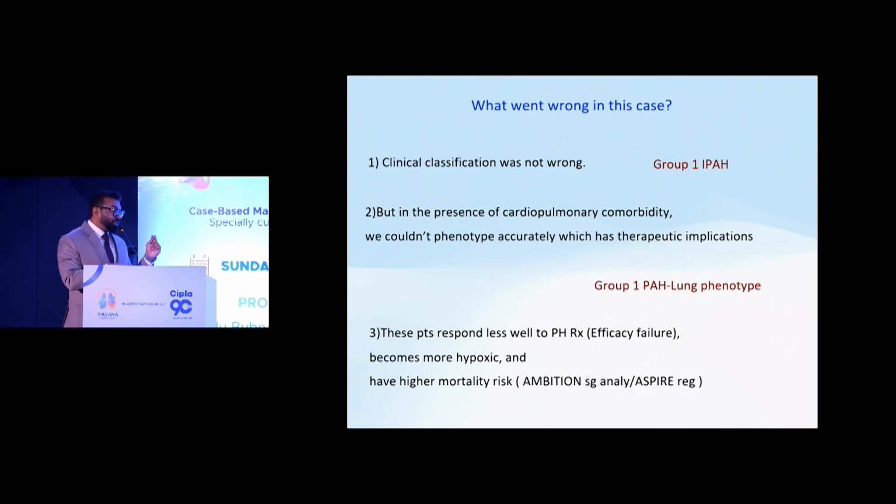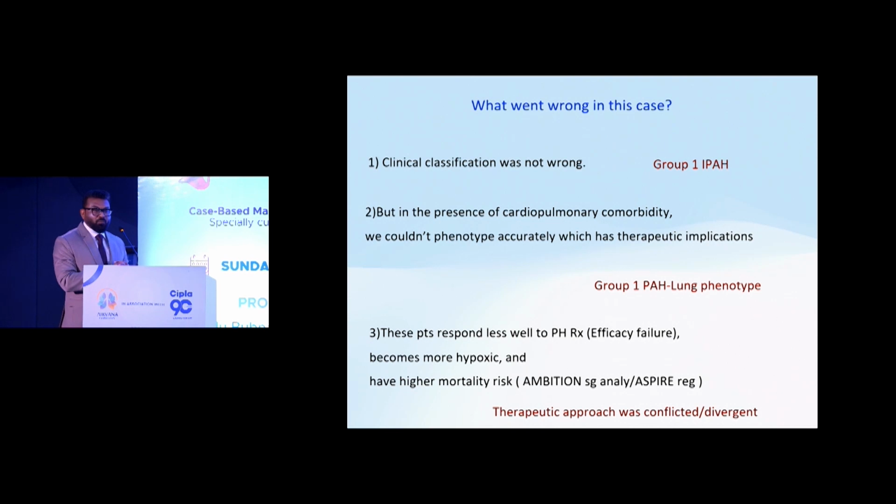And I would like to draw your attention. In group 1 PAH lung phenotype, from the AMBITION subgroup analysis where lung phenotype was studied and the ASPIRE registry, these patients respond less well to pulmonary vasodilators. There is efficacy failure. If these patients are given pulmonary vasodilator, they become more hypoxic, and they in fact have a higher mortality risk if they are given pulmonary vasodilator. So do you agree with this?